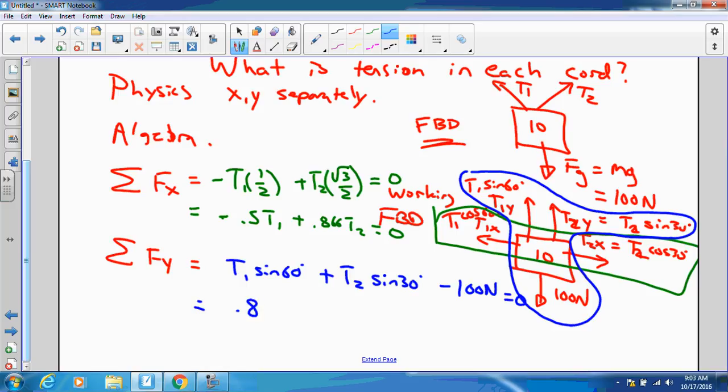Or when I write this out, I get 0.866 T1 plus 0.5 T2, and I usually add the constant 100 to the right side.